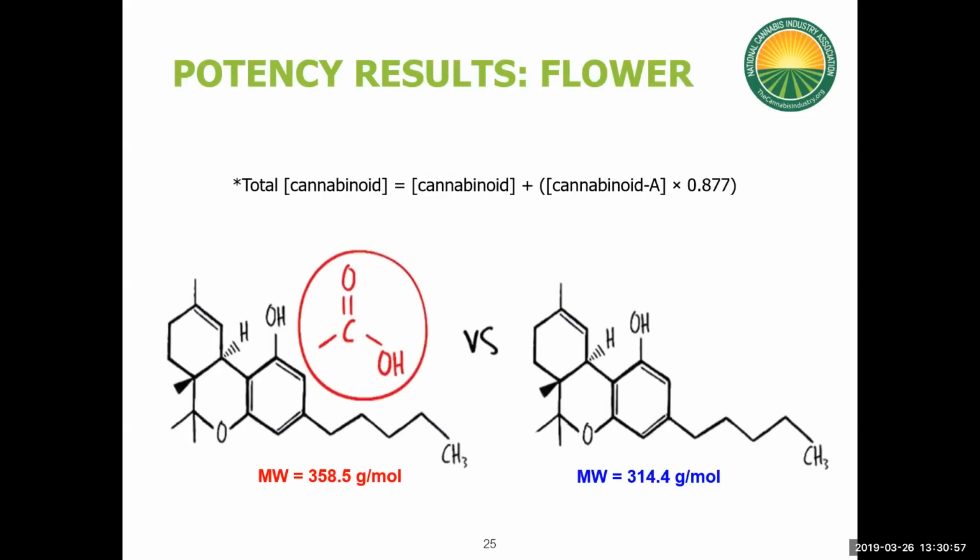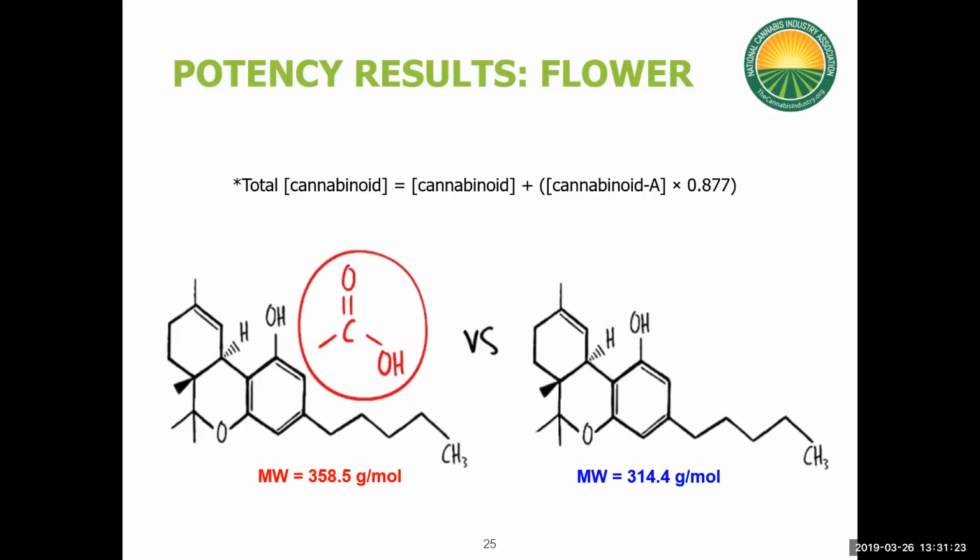So jumping into potency results, I just wanted to bring up again why we use this method for determining total THC or total CBD content. And that's this equation at the top. So total THC equals THC plus THCA times 0.877. And again, the reason we're using 0.877 here is to account for the molecular weight difference of the acidic form of THC versus the active form of THC.